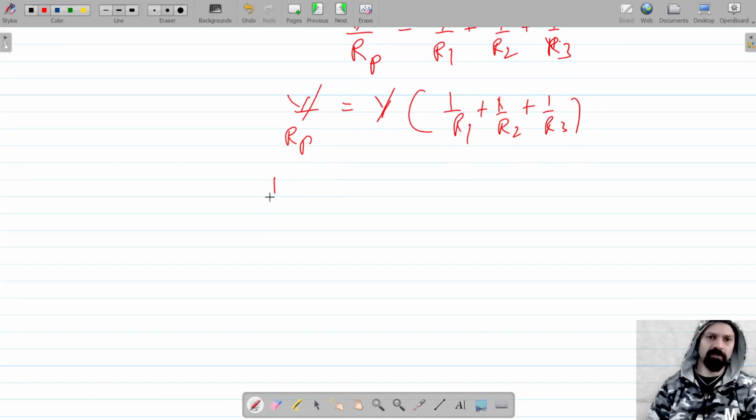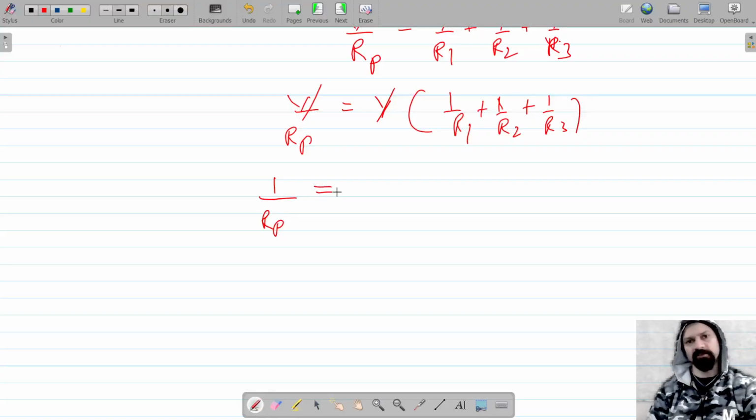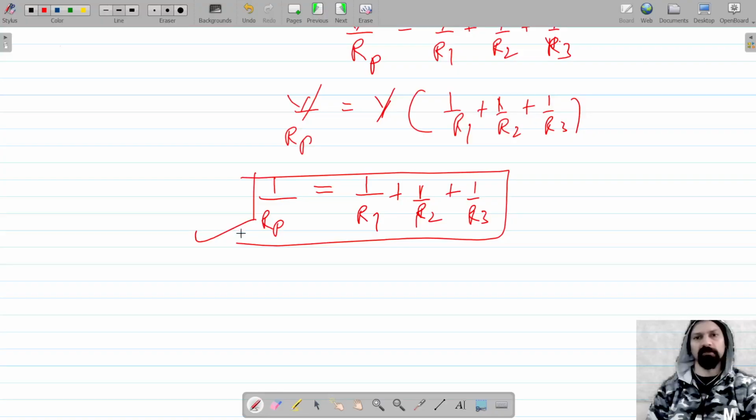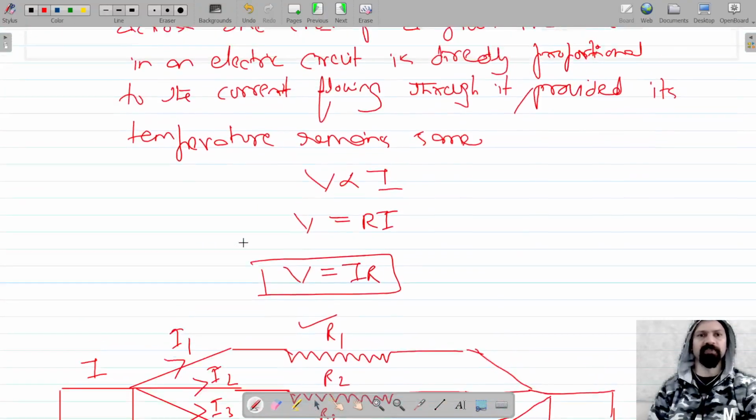So that means the reciprocal of the resistance of the resistors connected in parallel is equal to the sum of the reciprocals of the individual resistances connected in parallel. This will give us the minimum resistance.